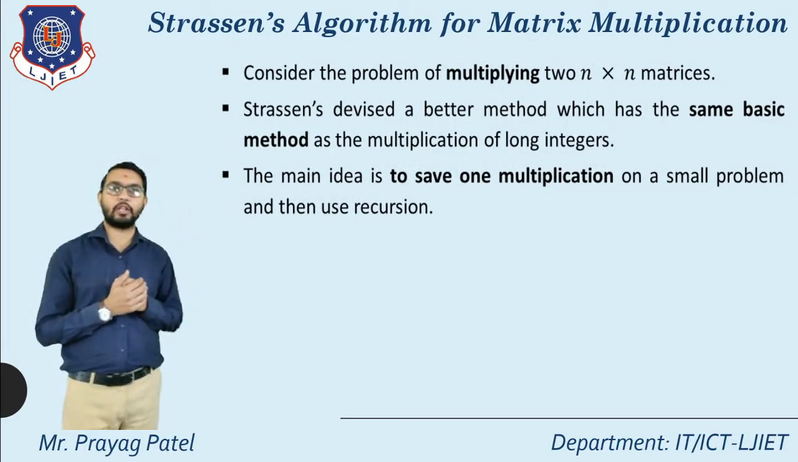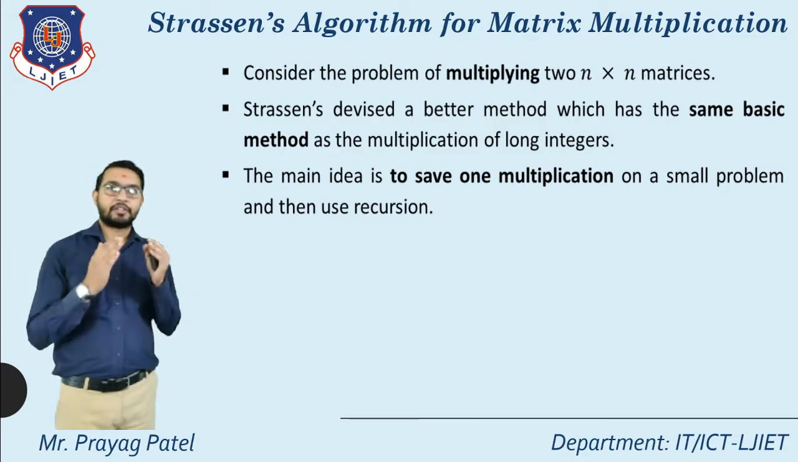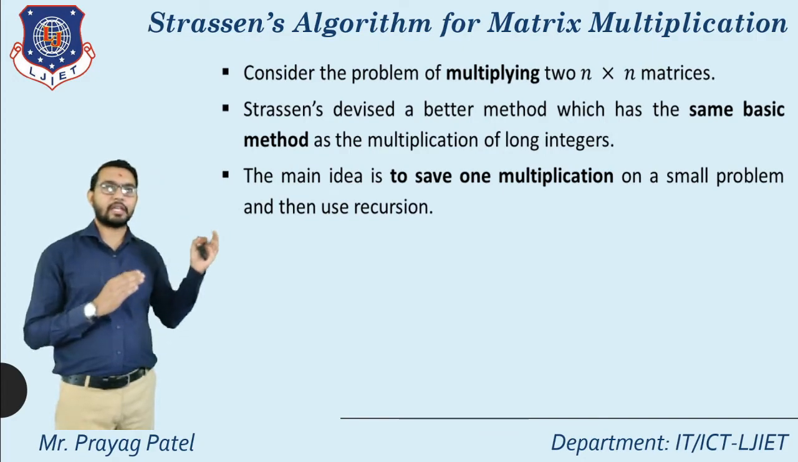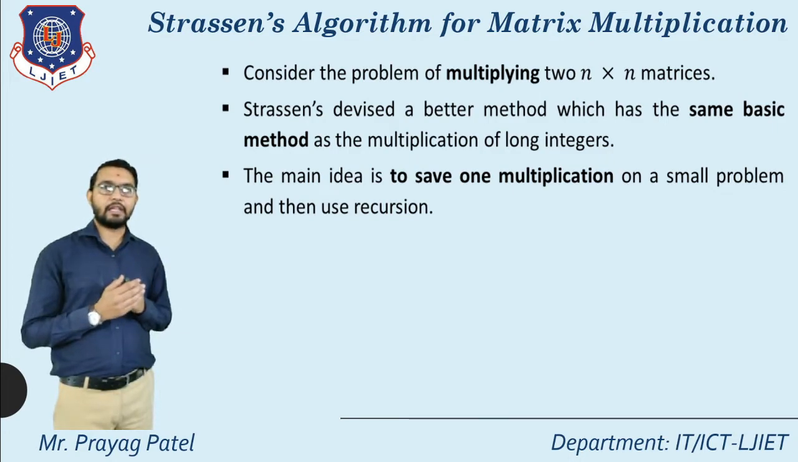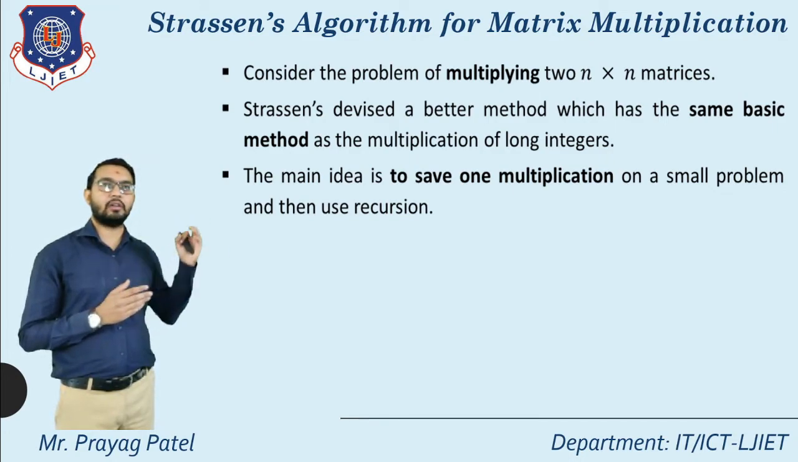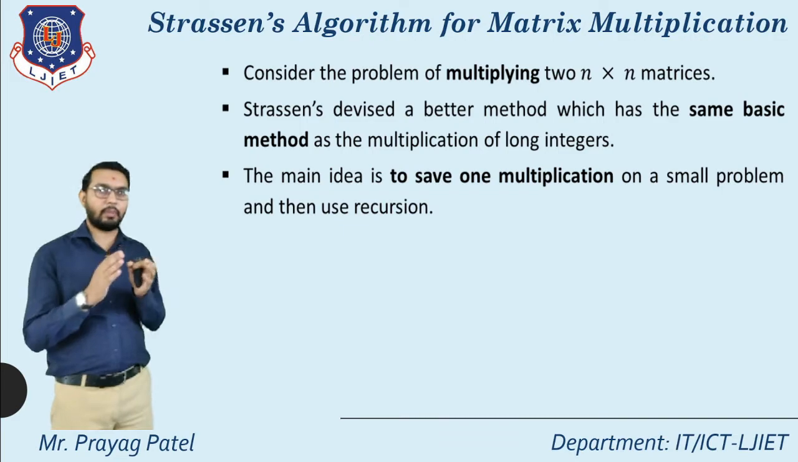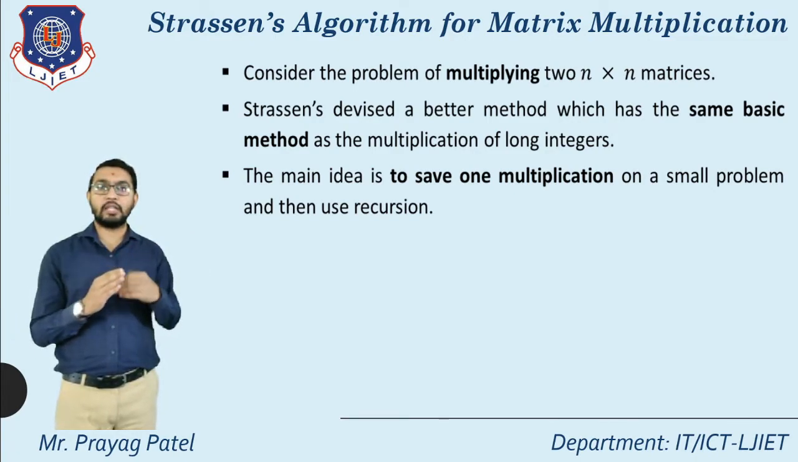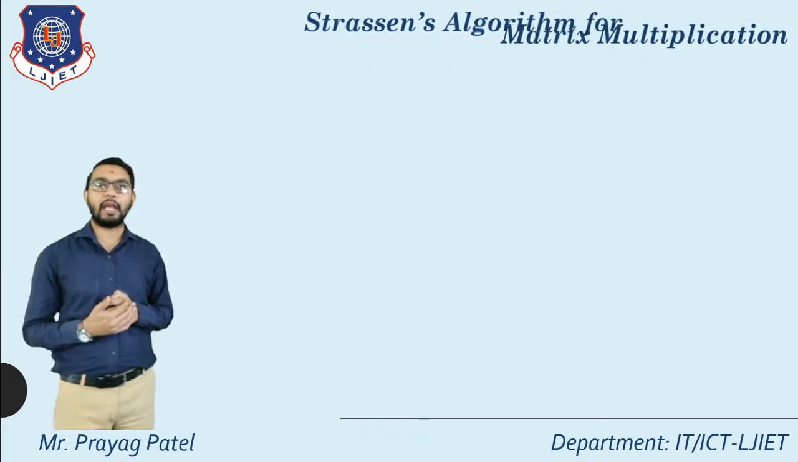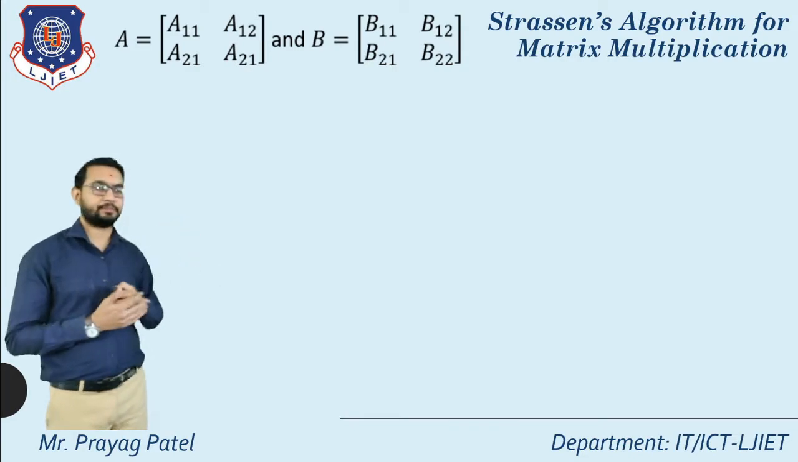So what is Strassen's algorithm? Consider the problem of multiplying two n cross n matrices. Strassen devised a better method, which has the same basic idea as the multiplication of long integers. The main idea is to save one multiplication on a smaller problem and then use the recurrence. Means in the normal method we consider a total of 8 multiplication operations. Strassen used different equations and performs the same multiplication using 7 multiplication operations, so 8 multiplications are not required. That's why Strassen's algorithm complexity is less than the normal method.